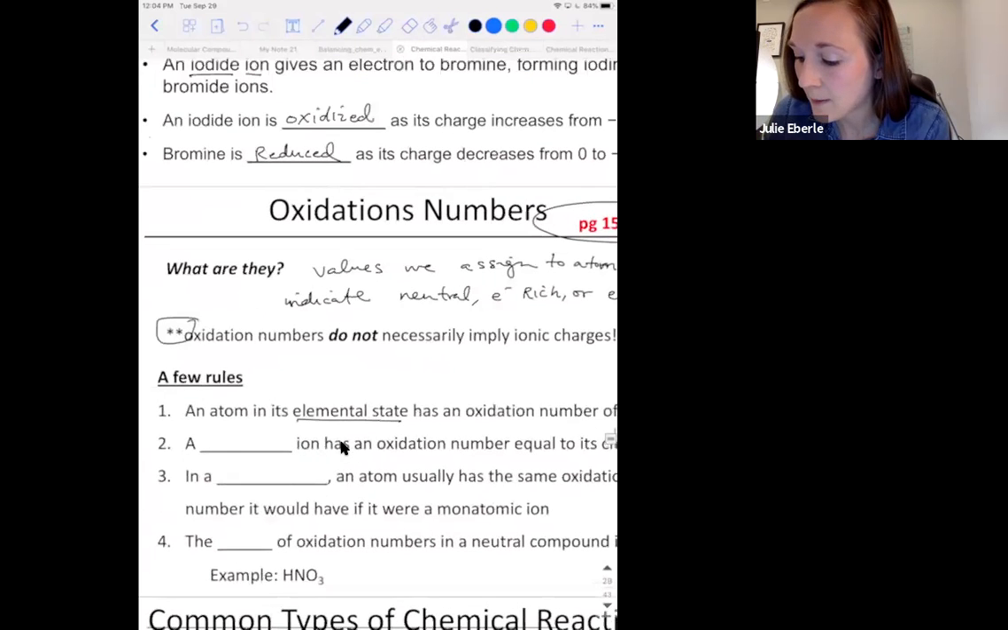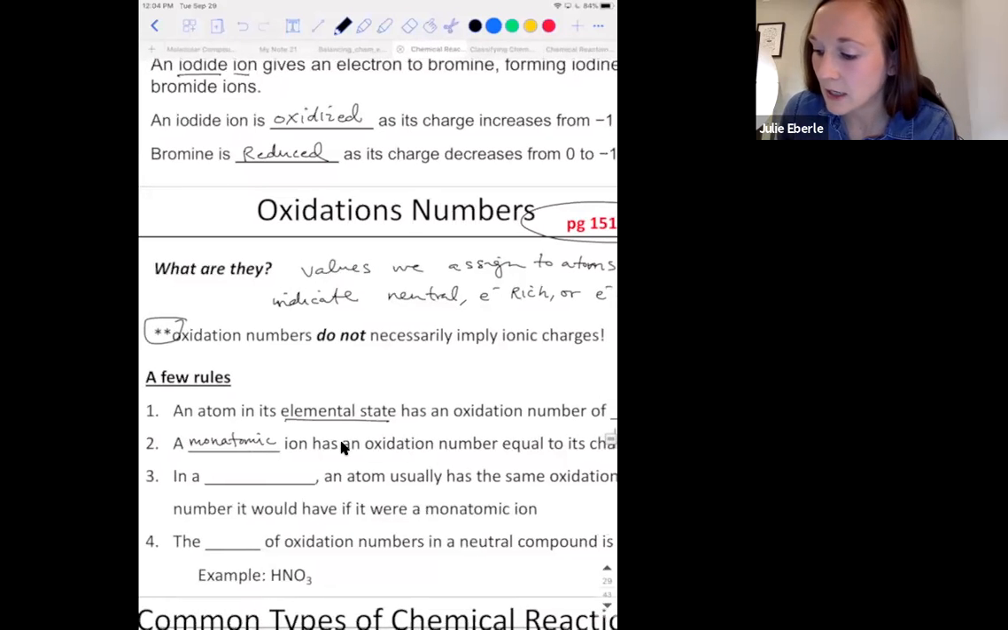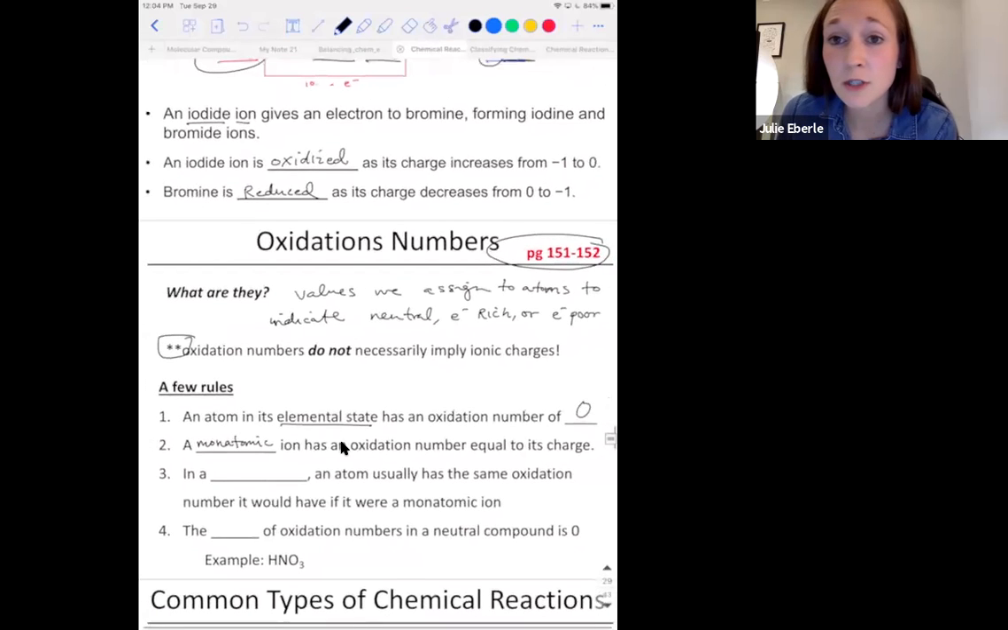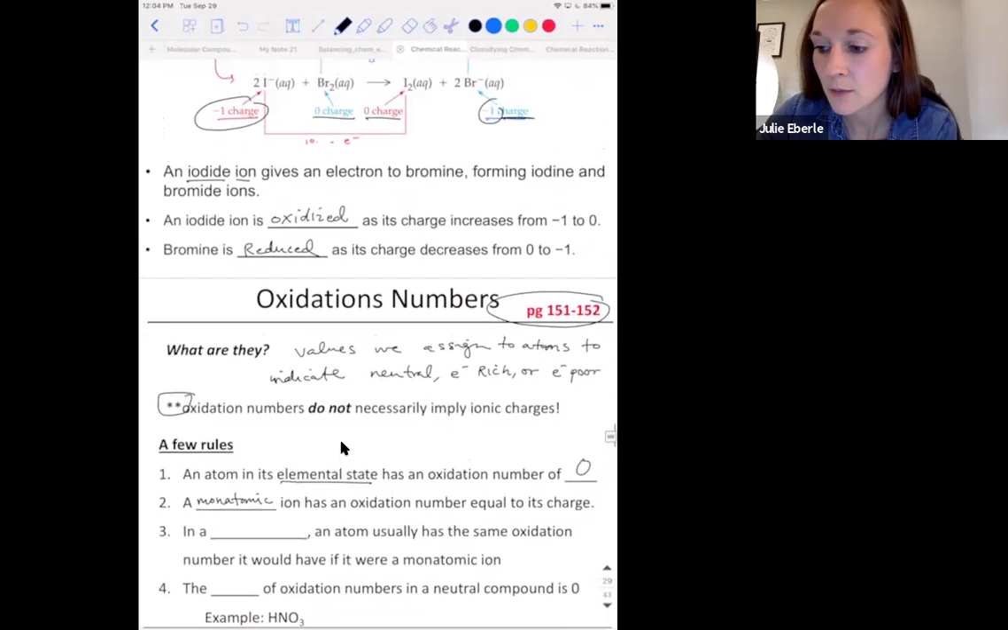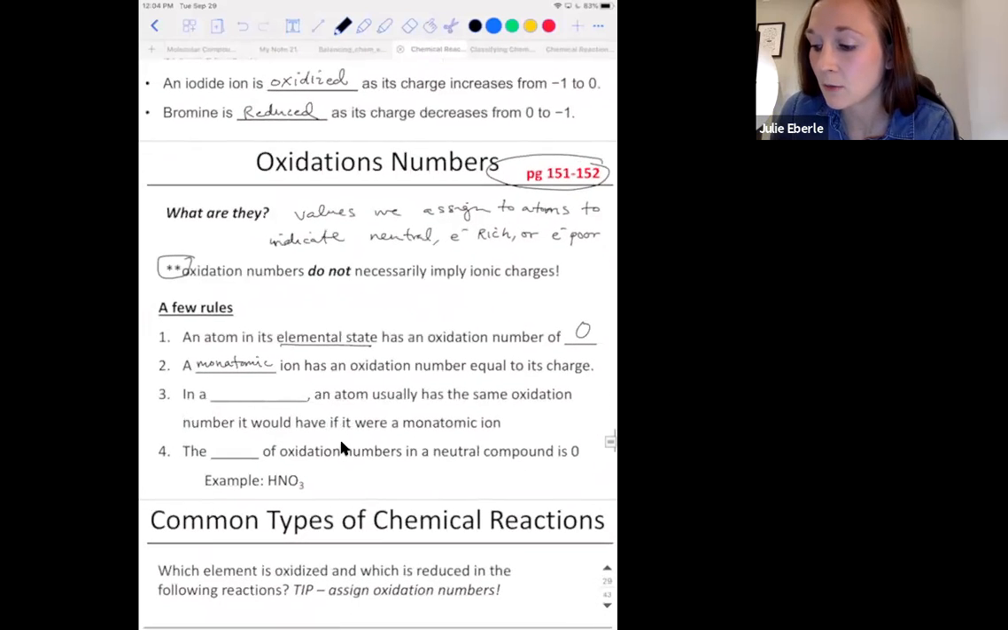Okay, then we're going to say a monatomic ion. What does that mean? Mono means 1, a single atom ion. So not a polyatomic. A monatomic ion has an oxidation number equal to its charge. If it were an ion, what charge would it be? That's the oxidation number we're going to give it. So for example, bromine up top in this reaction, as an anion, carries a -1 charge. So that's the oxidation number we're going to give it.